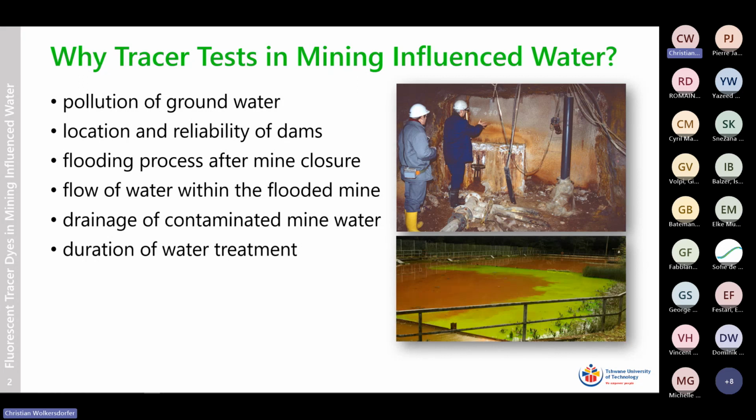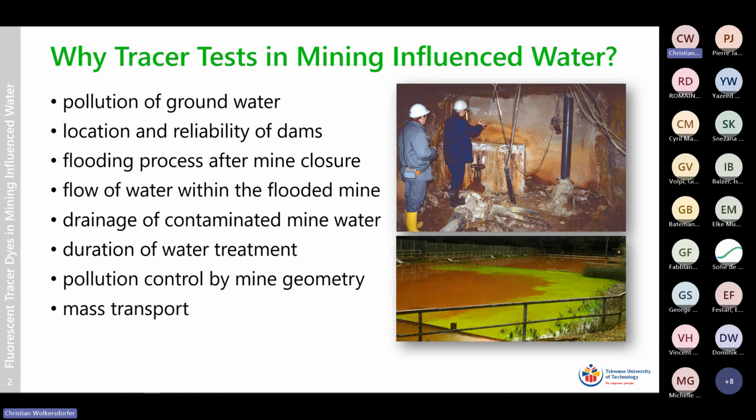On this picture you can see a settlement pond, and we wanted to figure out if the water is flowing nicely and evenly through the settlement pond so that there is enough time for the iron, in this case, to settle down. But it's not, because as you can see very nicely with the dye, the water is taking a shortcut. Then pollution control by mine geometry and mass transport, to see if pollutants are carried out of the mine with the mine water.